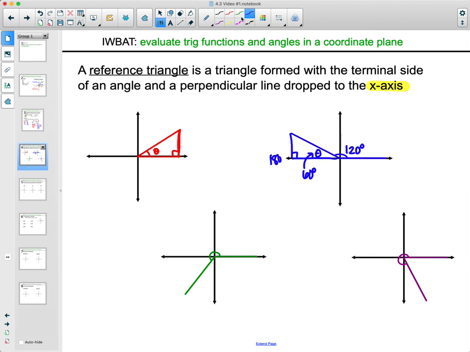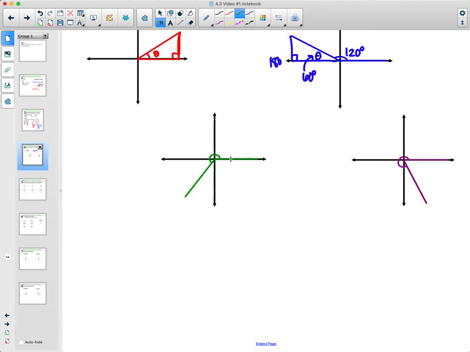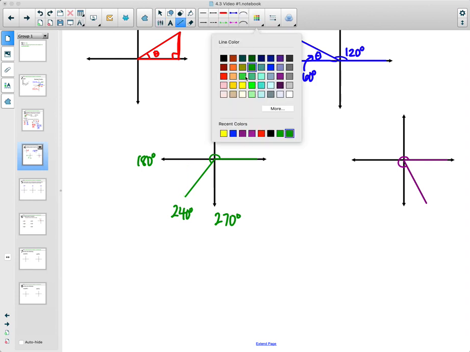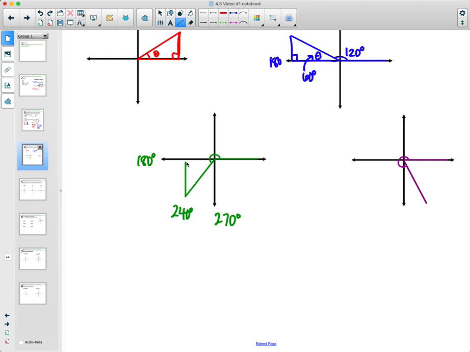This green one here is in the third quadrant. So this one is maybe, let's say, 240 degrees or something like that, because remember this is 180 degrees and this would be 270 degrees. So this one goes around. Again, draw a perpendicular to the x-axis. So this one is going to be here. Let me use a segment instead so that it's actually straight. So this one here would be your reference triangle in the third quadrant.